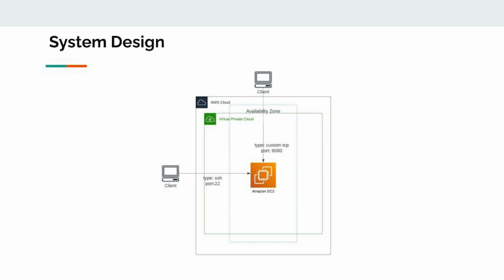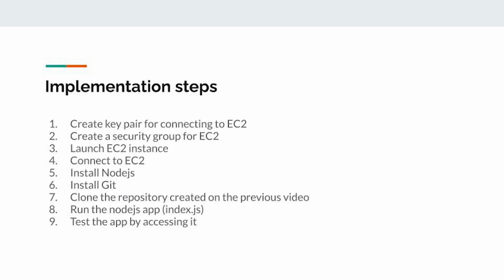Node.js app is accessible over the internet. Also, the EC2 instance is accessible by SSH. We will connect to the instance over SSH to deploy our Node.js app. And that completes the system design. Next, let's take a look at the steps that we are going to take to implement this system.